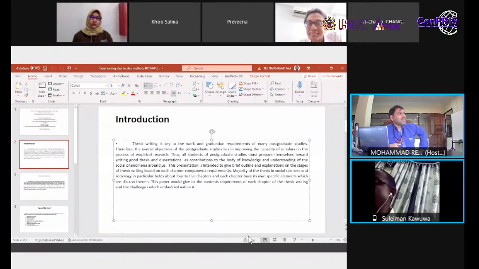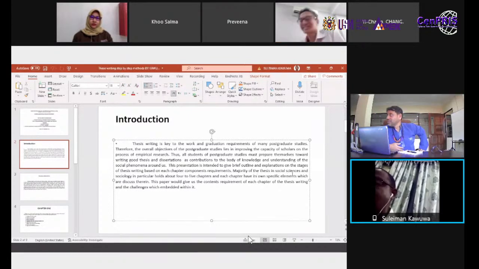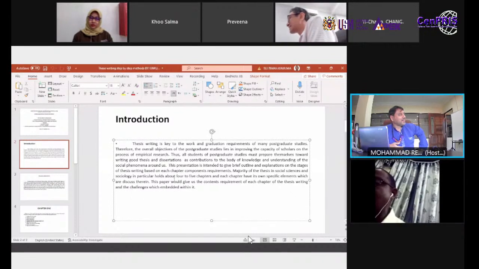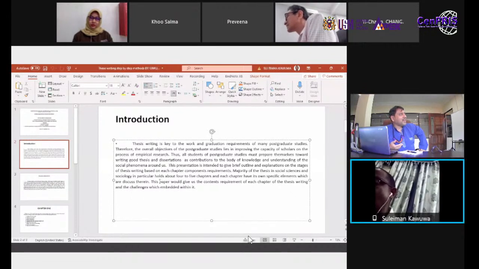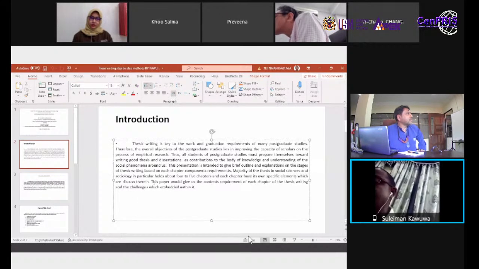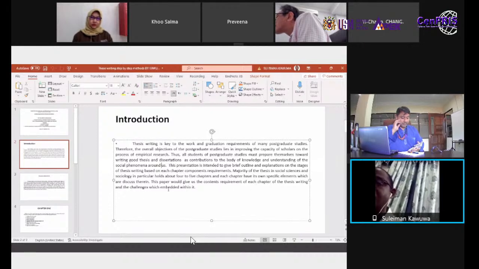The majority of theses in social sciences, and sociology in particular, hold about 4 to 5 chapters, and each chapter has its own specific elements which are discussed therein. This paper will give us the content requirement of each chapter of the thesis writing and the challenges embedded within it.